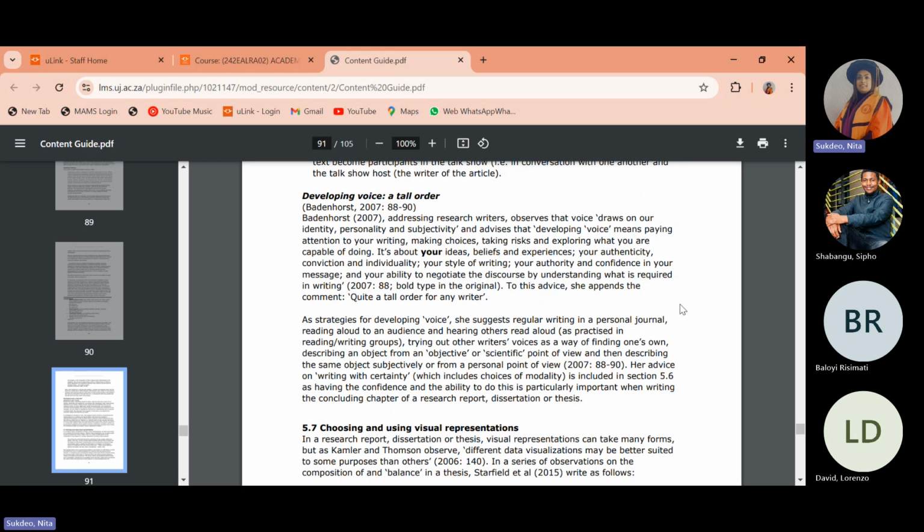Okay, so developing your voice is a tall order, like I said. It's about your ideas, your beliefs, your experiences, and you being the authority on the subject matter. As much as we as supervisors are subject experts, that's why you are given supervisors, you must write in a style where you are certain of the claims that you are making.